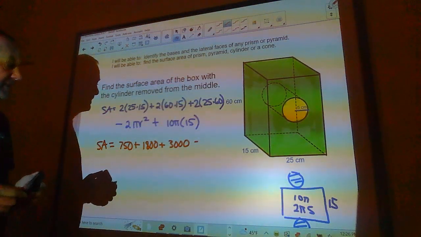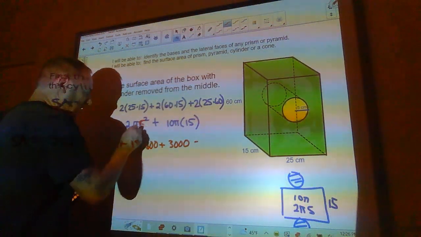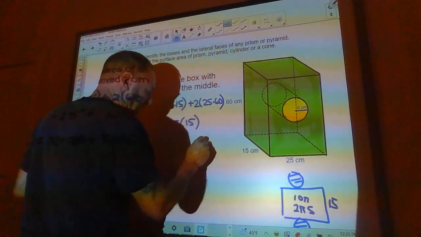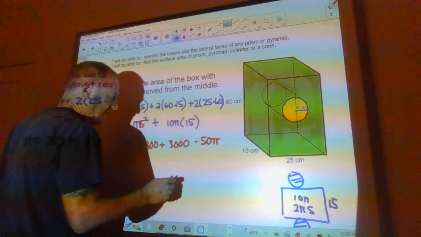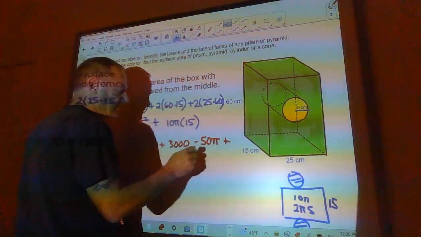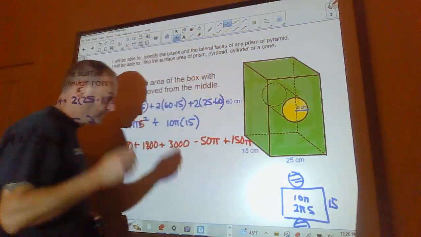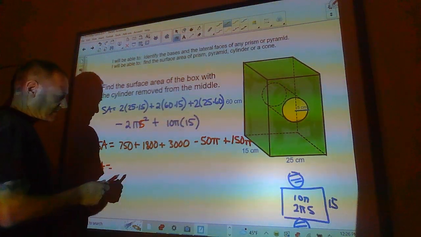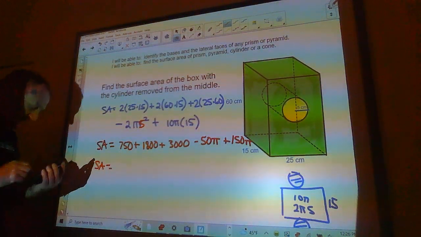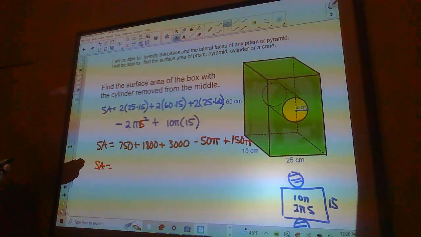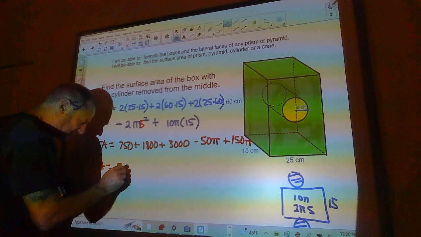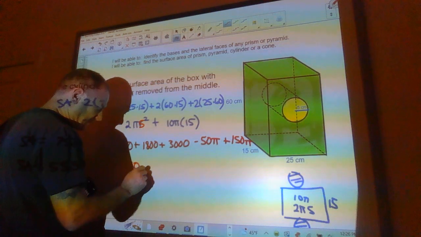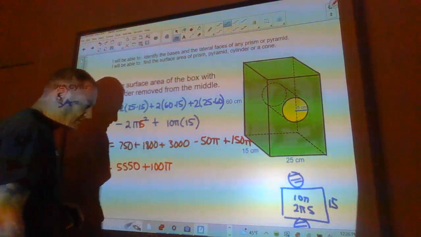Minus 2 pi times the radius. Now the radius was 5. Okay, so that's going to be 25 times 2 is going to be 50 pi, minus 50 pi. Plus 15 times 10 is 150 pi. All right, now let's consolidate all this. So this is going to be 4,800 plus 750. That's 5,550. If I combine these, that's going to be plus 100 pi. There's my exact answer.